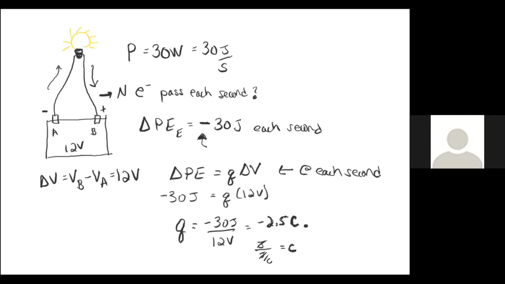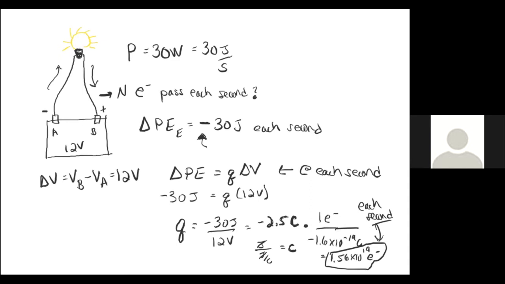To find out how many electrons that is, we just multiply by a little conversion factor: 1 electron has minus 1.6 times 10 to the minus 19 coulombs worth of charge. That tells us that if we take 2.5 divided by 1.6 times 10 to the minus 19 coulombs, we get 1.56 times 10 to the 19 electrons that pass through this headlight each second. So that's how we can solve this particular problem.